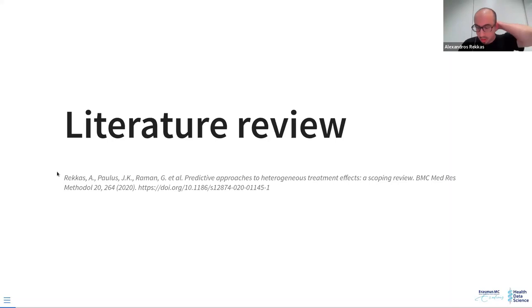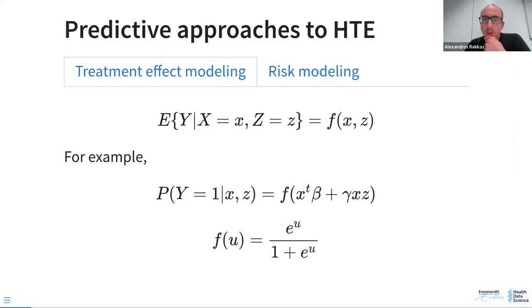So first, to set things up, I'd like to start with a literature review that we carried out when I started my PhD. And the aim was, in order for me to get acquainted with the literature, we were looking for regression-based approaches in the literature for evaluating treatment effect heterogeneity in the RCT setting, so in randomized controlled trials. So this resulted in the identification of two main approaches for doing that.